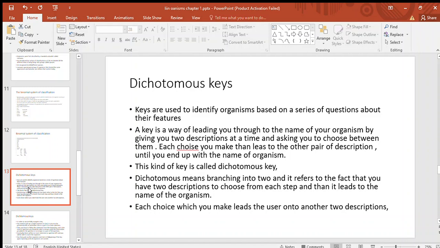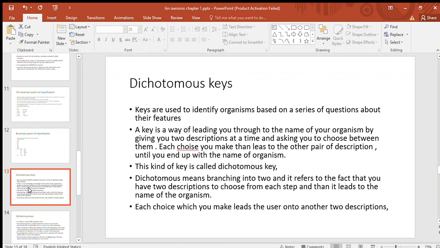Dichotomous key. Dichotomous keys are used to identify organisms based on a series of questions about their features. Whenever a new organism is discovered, it should be given a name. So we use dichotomous keys to identify their name, their species, their group.